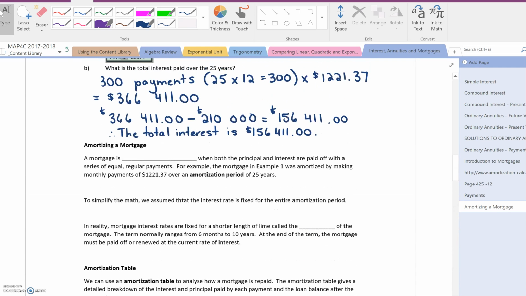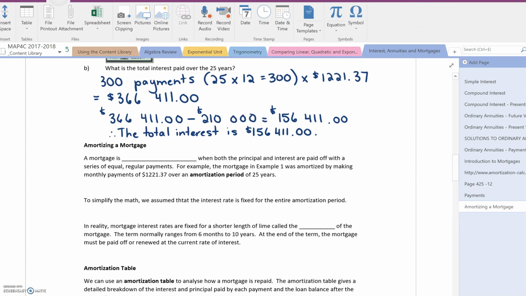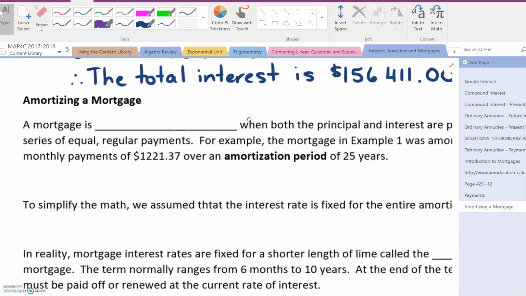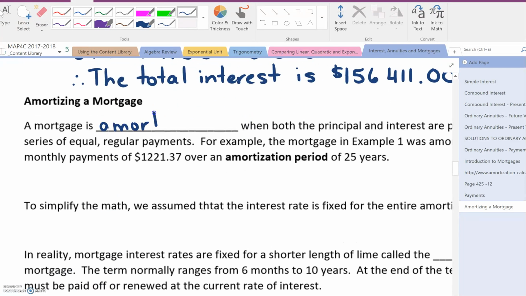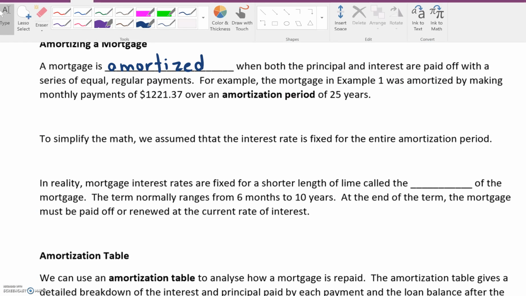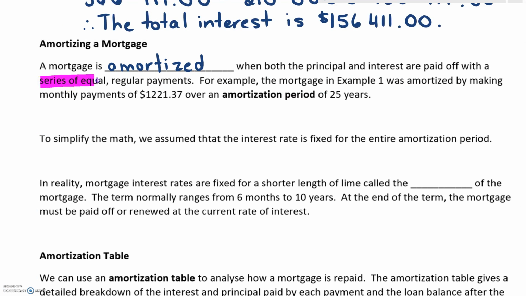So a mortgage is amortized. So that's a new word. A mortgage is amortized when both the principal and the interest are paid off with a series of equal regular payments. It has to be equal and regular payments. So for example, the mortgage in example 1 was amortized by making monthly payments of $1,221.37 over an amortization period of 25 years.